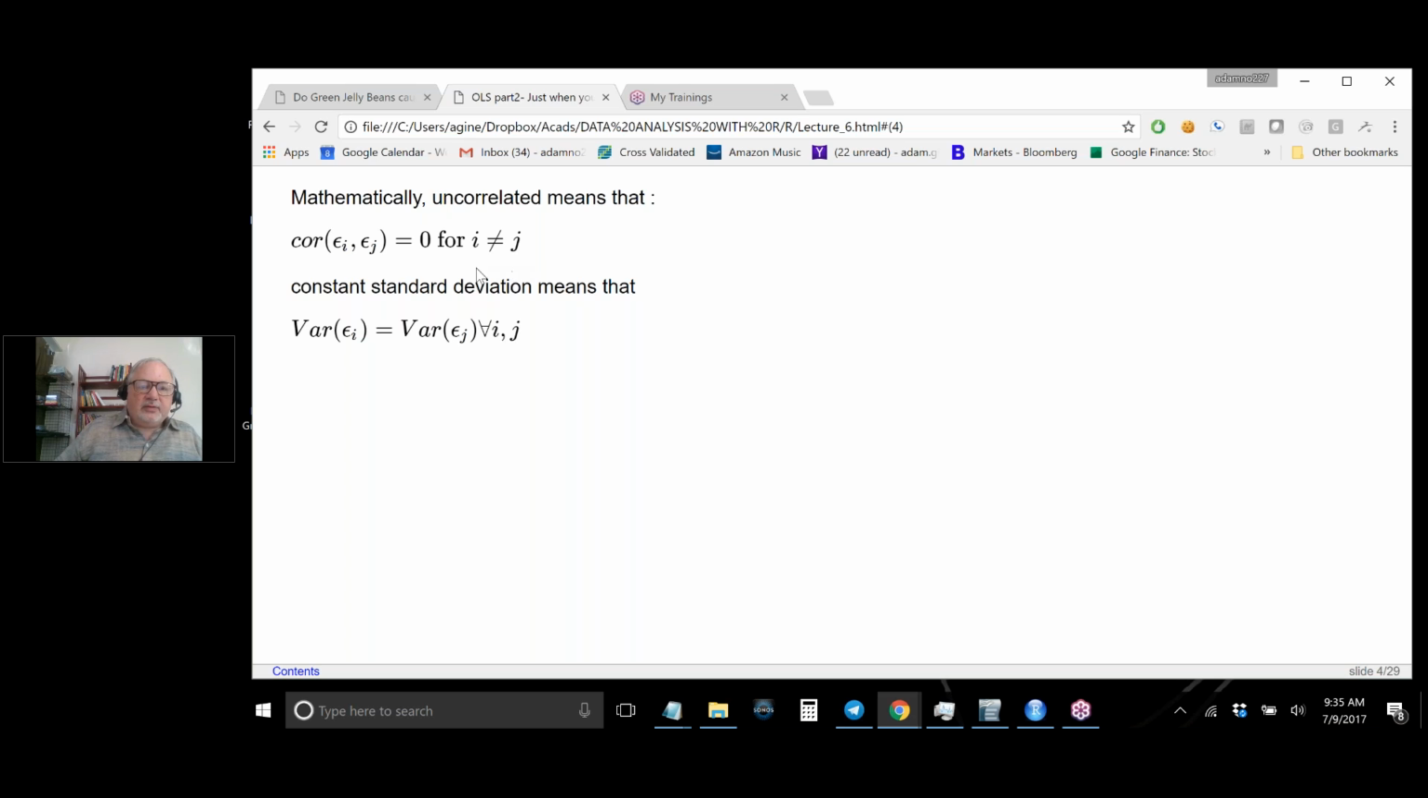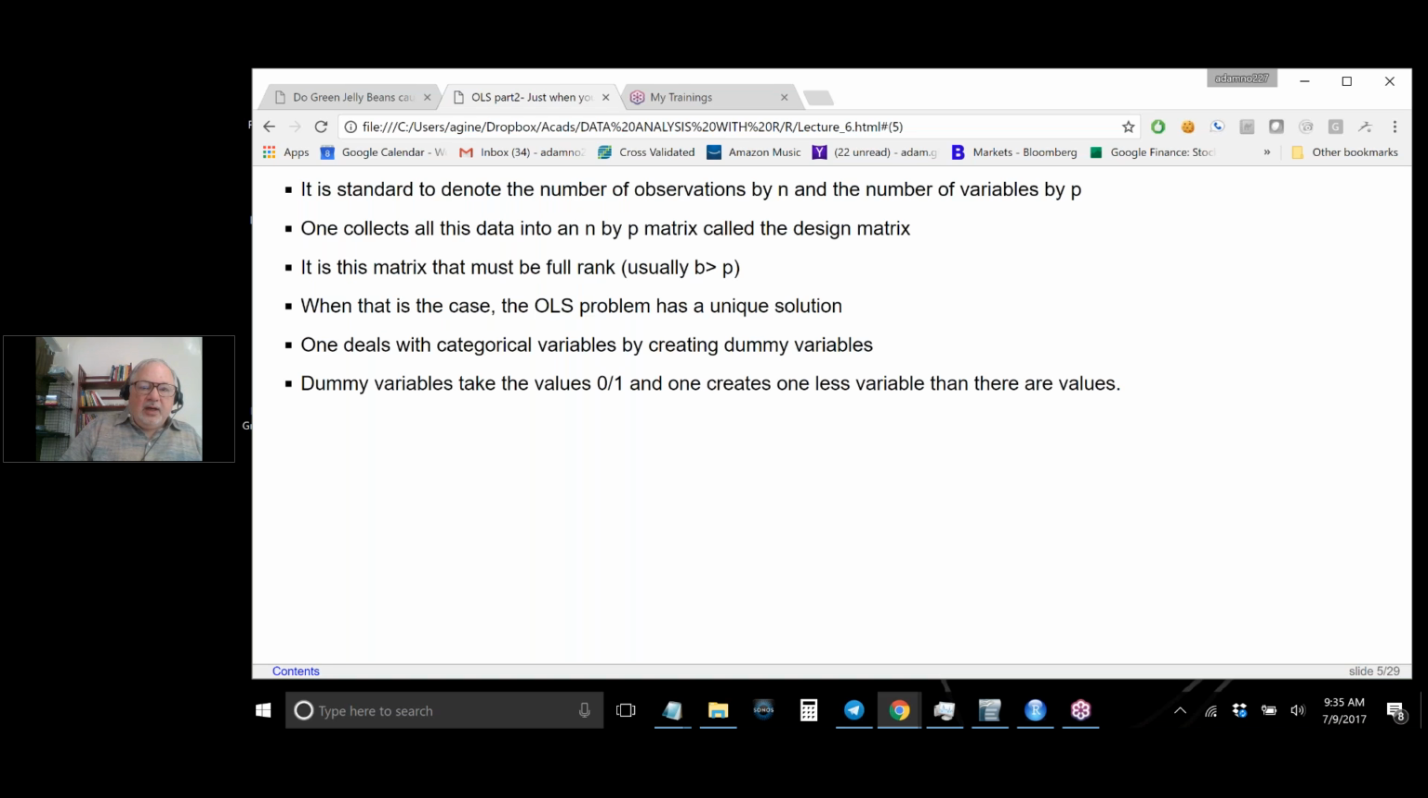So just to write some notation, some math: uncorrelated means that if you look at two residuals and think of them as random variables, their correlation is 0, and constant variance means exactly that the variance of these two random variables is the same for any two values. If you have more than one variable, it's standard to think of X as being n observations of p variables, and one collects this data into an n by p matrix called the design matrix.